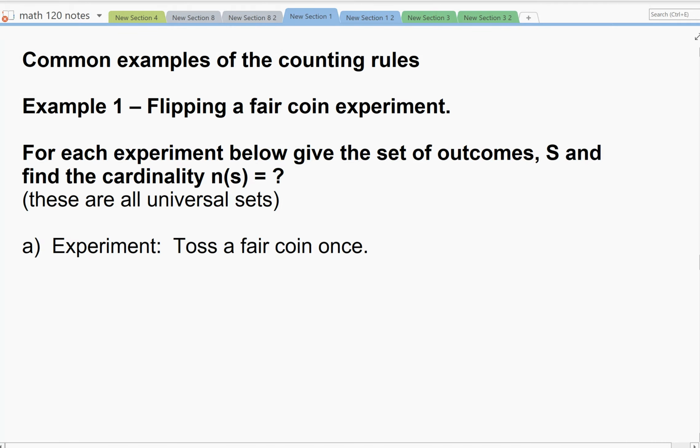In the last video we introduced the counting rules, and so now we're going to look at three basic experiments where we use our counting rules that you'll see over and over and over again. The first one of those is flipping a fair coin. That's what this video is all about.